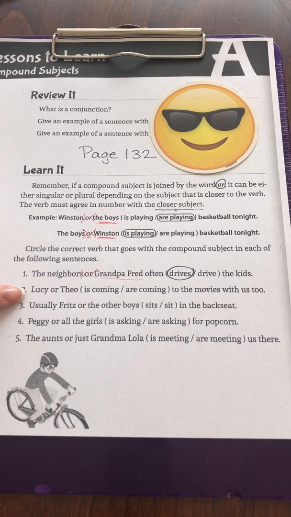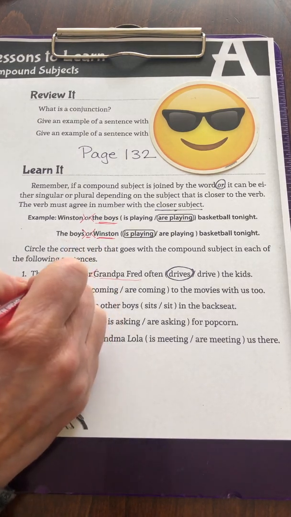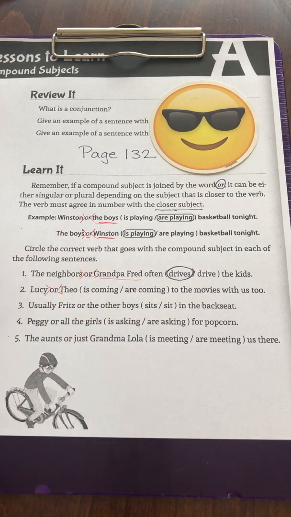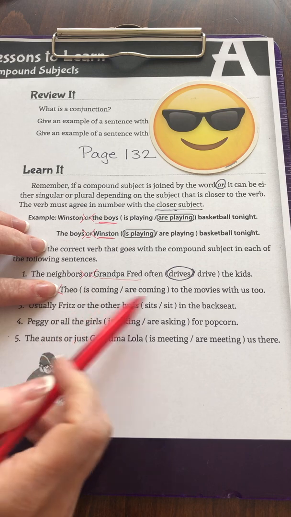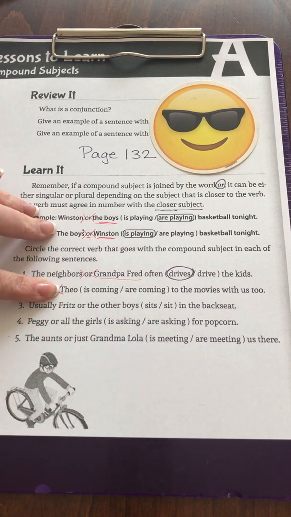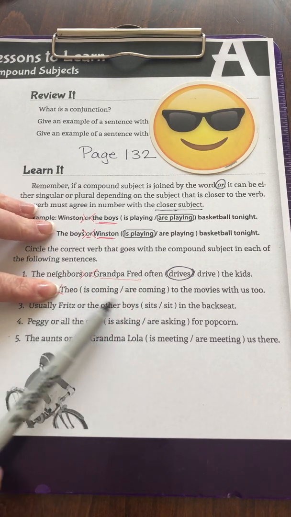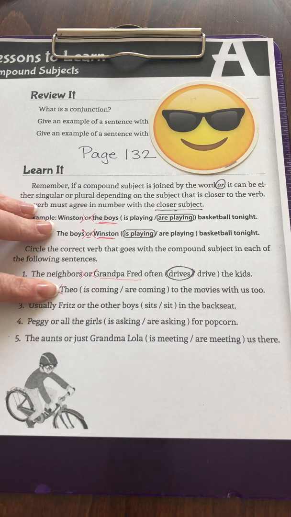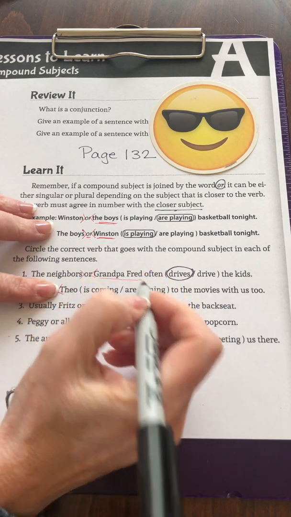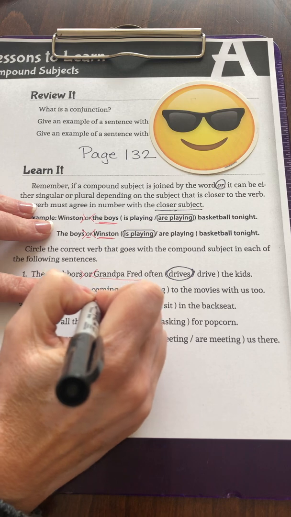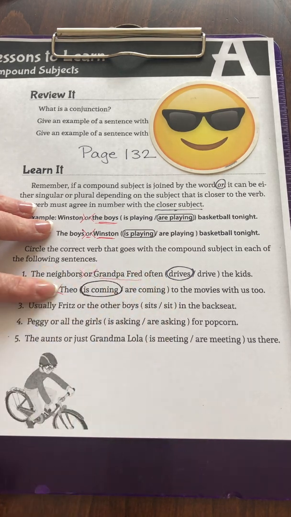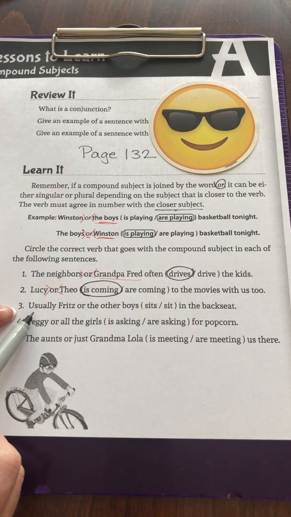Let's try again. Lucy or Theo. Let's make a little mark here for or. When we see the word or, we're only going to look at the second subject to determine which of these it is. Theo is coming or Theo are coming to the movies with us too. Circle the one you think. It should have been is coming. Good.